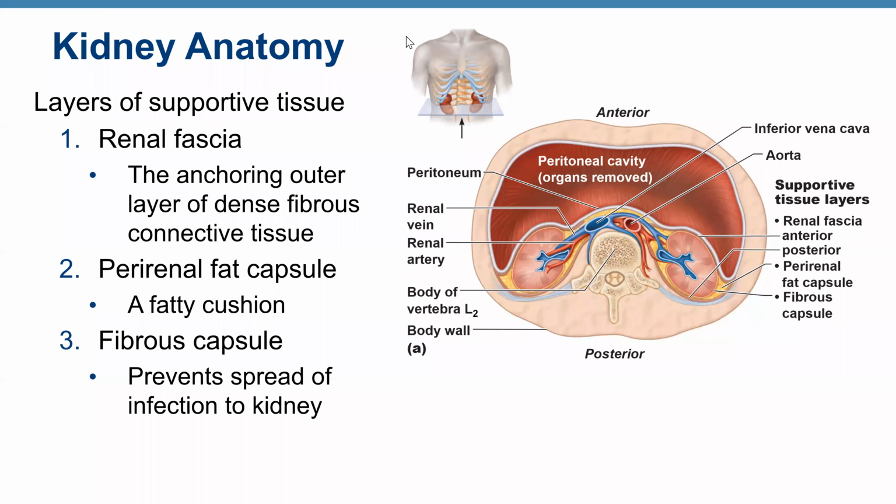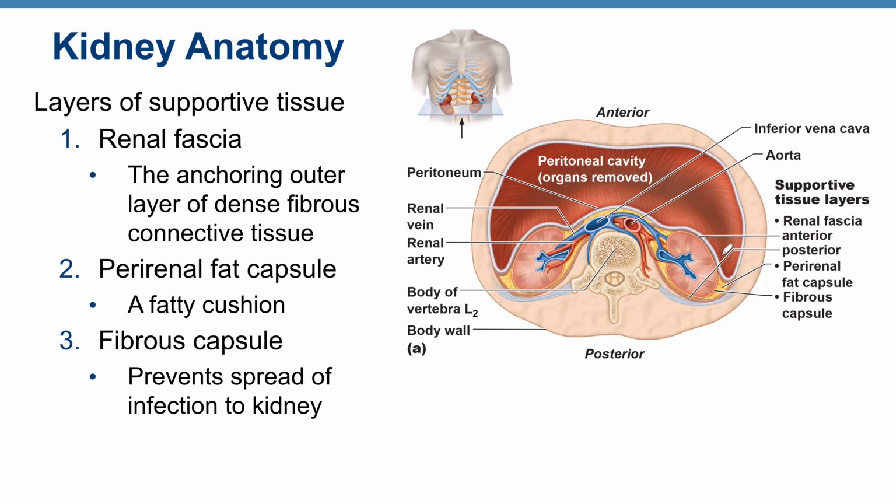Layers of supportive tissue include renal fascia, perirenal fat capsule, and fibrous capsule. So the fibrous capsule is covering the kidney, but let's start with renal fascia. If you look at this cross section, that's the anterior view right there, and the posterior view. That's our peritoneal cavity, and you can see kidneys are retroperitoneal, so they are not inside this peritoneal membrane.